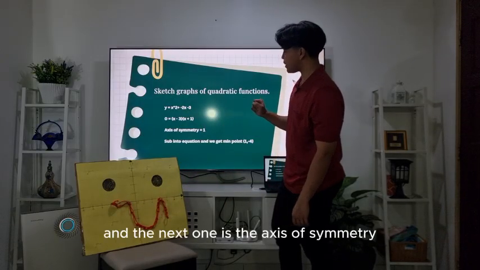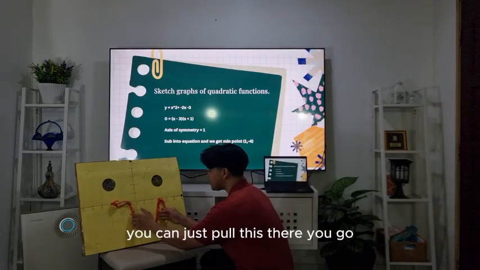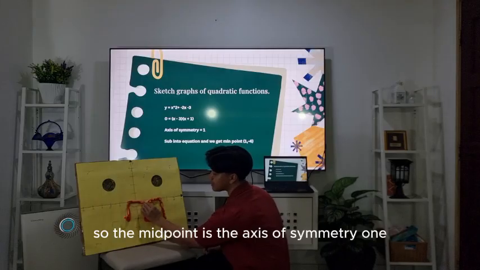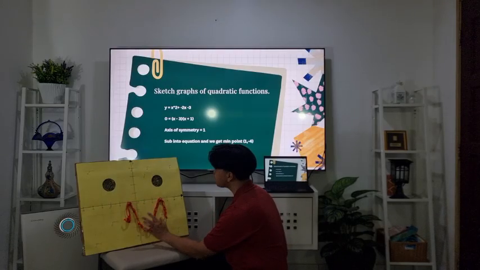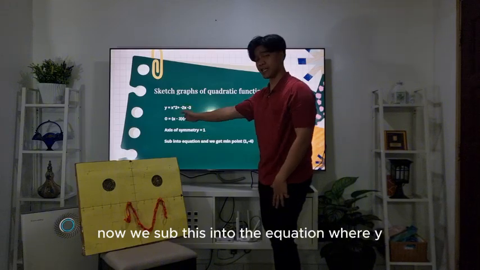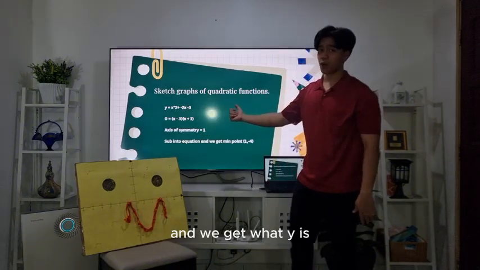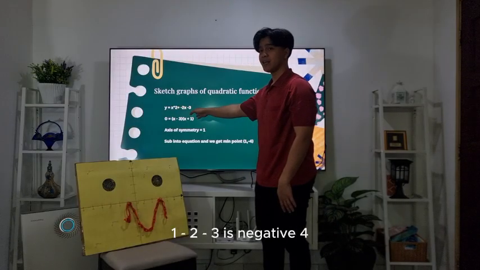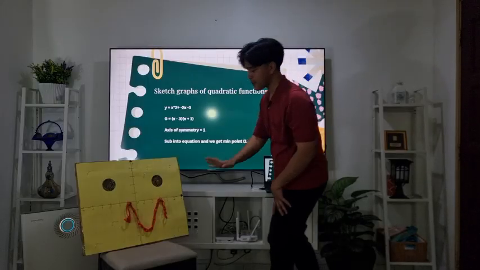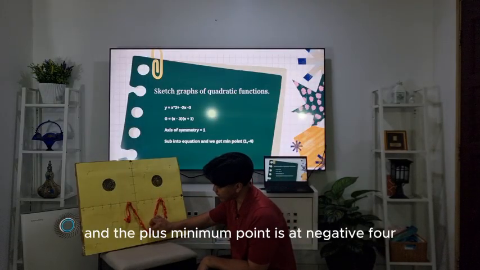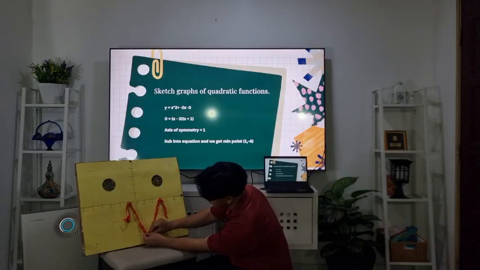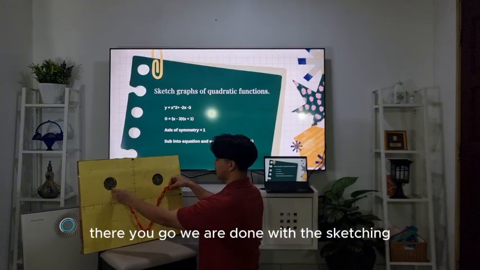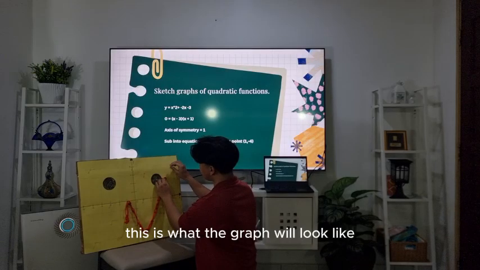And the next one is the axis of symmetry. How do we know it's 1? Again, just pull this. There you go. This is the midpoint. So the midpoint is the axis of symmetry, 1. Now we sub this into the equation where y, and we get what y is. 1 minus 2 minus 3 is negative 4. And the minimum point is at negative 4. There you go. We are done with the sketching. This is what the graph will look like.